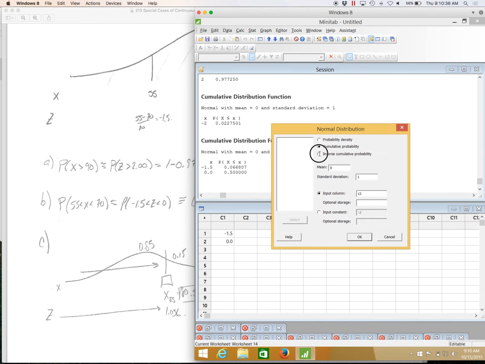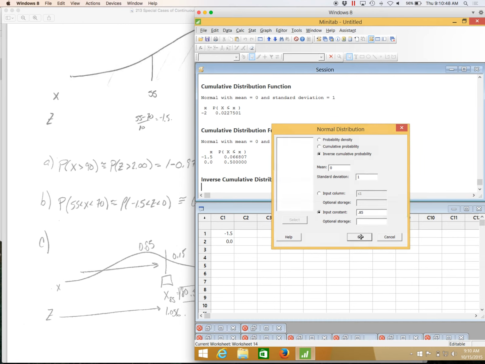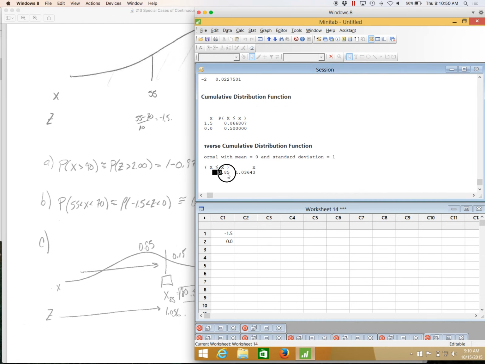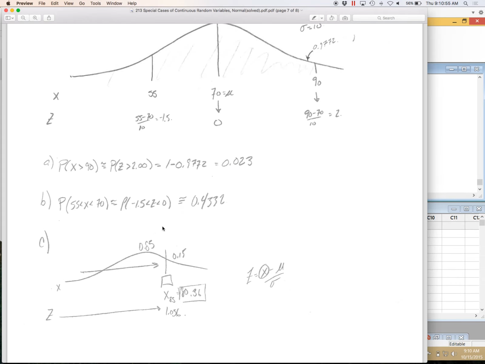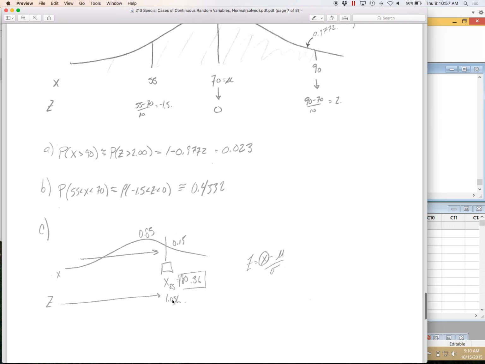Okay, so here I want the inverse cumulative probability. If I'm going to use a z-score, the middle is 0, the spread is 1. Here I'm talking about the 85th percentile, so 0.85. Okay, so then when the area is 0.85, the value is 1.03. Okay, so this is the z-score. I can then use this formula to solve for x.